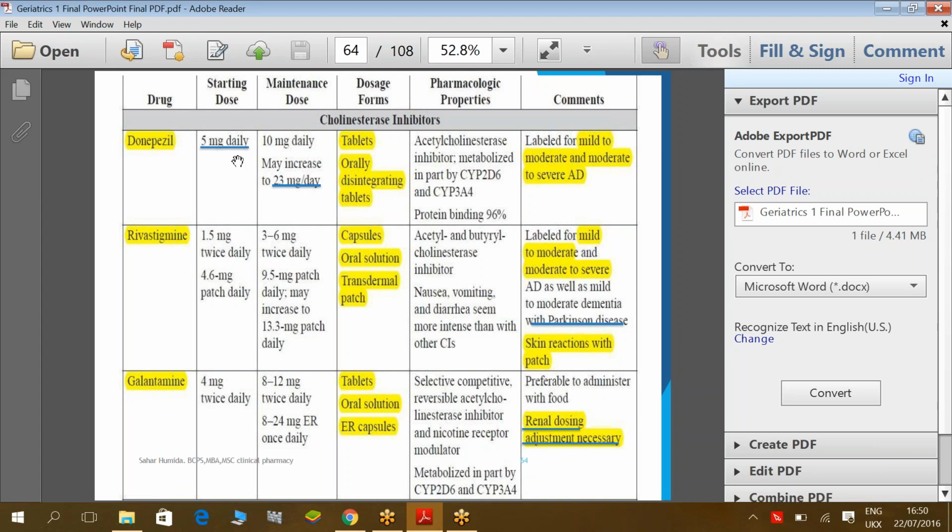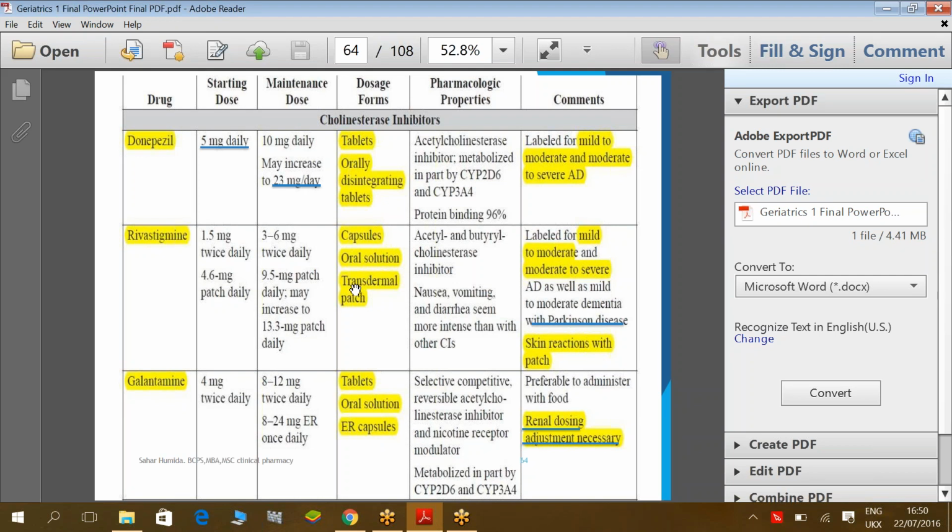Here is the starting point you have to memorize. Rivastigmine is available as a patch, an oral solution, and a capsule. It is used for mild to moderate and moderate to severe Alzheimer's disease, along with Parkinson's disease. The most important thing you have to know is that the transdermal patch of rivastigmine has fewer GI side effects than the oral solution or the oral tablet.